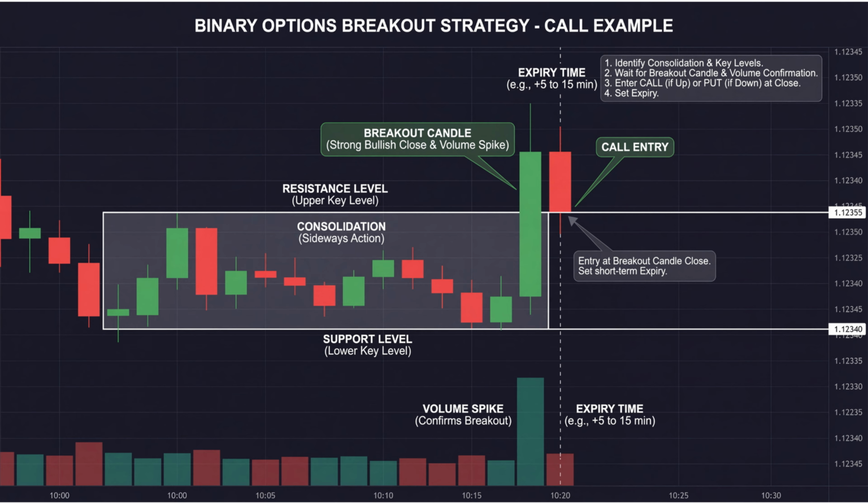A short-term expiry, usually between 5 and 15 minutes, is then selected based on the strength of the breakout and market speed. This strategy emphasizes discipline, waiting for confirmation, and avoiding early entries. By combining consolidation, breakout structure, and volume confirmation, it helps traders enter high-probability call trades during strong upward momentum.